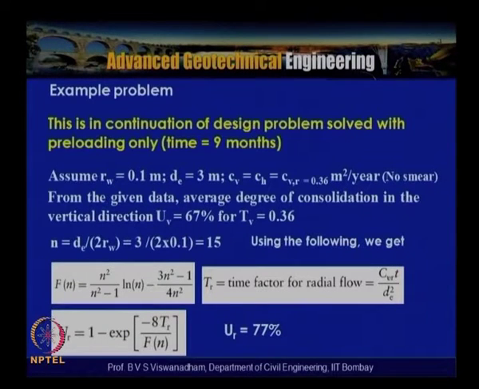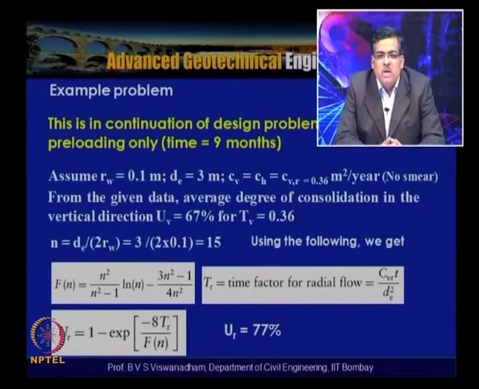So, we also assume the same 9 months, and assume that RW is equal to 0.1 meters, that means 0.2 meter is the diameter of the drain, and the effective diameter is given as 3 meters. CV is equal to CH is equal to CVR is given as 0.36 meter square per year, and no smear is assumed. From the given data, the average degree of consolidation in the vertical direction UV is 67%, for TV equal to 0.36. Based on that we can first calculate N, and N is equal to dE by 2RW, which is 3 divided by 2 into 0.1. With that we get 15.